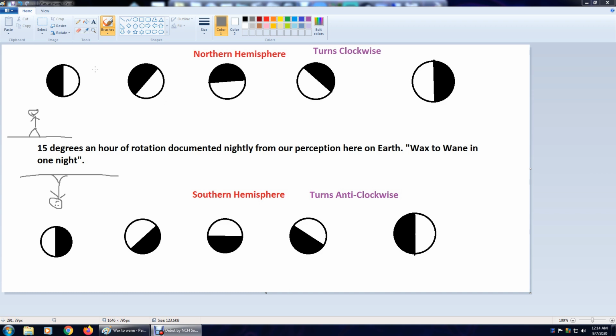So the moon is not going by the Earth. We are going by the moon as the Earth turns on its axis. And that explains right there why the moon should rise like this and set like this, because the Earth is turning by it.